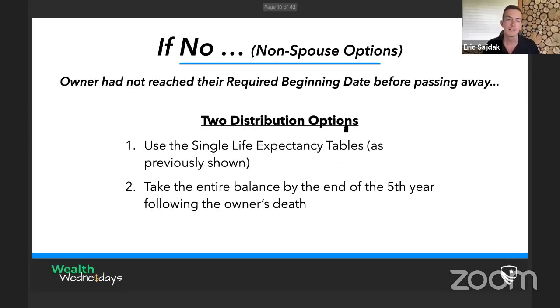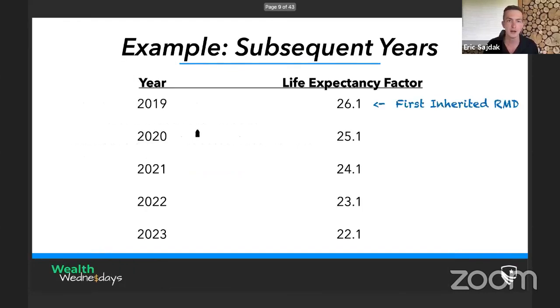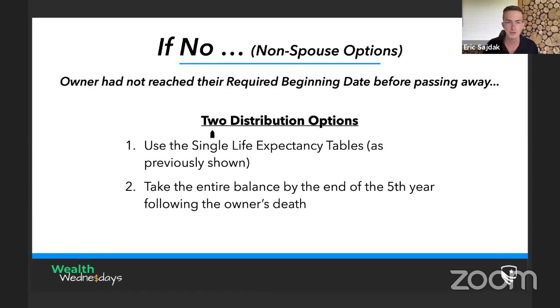So let's say the owner had not reached their required beginning date before passing away. So in this previous example, let's say her uncle was 68 years old. Well, Pam now essentially has 2 different options. Pam can use the single life expectancy table as previously shown, basically the same rules and calculation we just went over would apply, or she can take the entire account balance out by the end of the 5th year. So she has to choose whichever one she's going to do when she inherits the account. So a few more options if that person had not reached their RBD date.